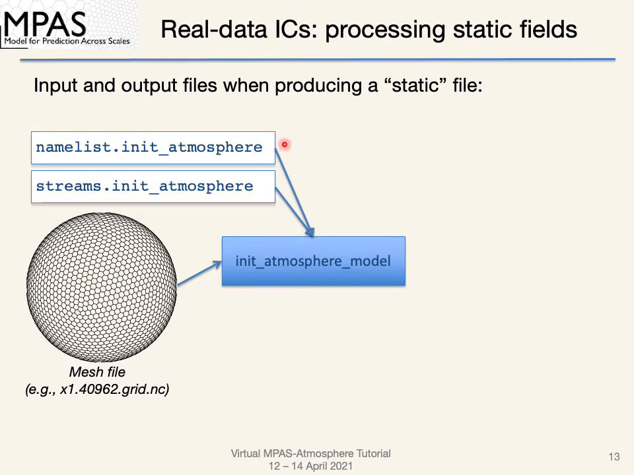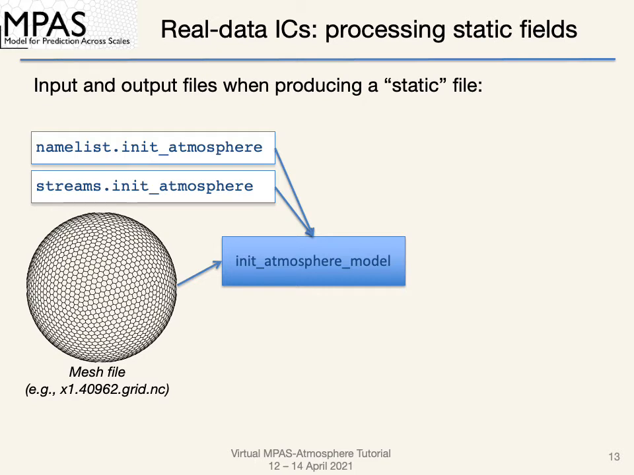So firstly, you'll need to edit this namelist.init_atmosphere file, and a default version of this file will be created for you when you compile the init_atmosphere model program. And you'll need to make appropriate settings there, which we'll talk about in a couple of slides. And then secondly, you'll need to edit this streams.init_atmosphere file. And like the namelist file, a default streams file is created for you when you compile the code. So after you've made changes to those two files, you're ready to run the init_atmosphere model program.